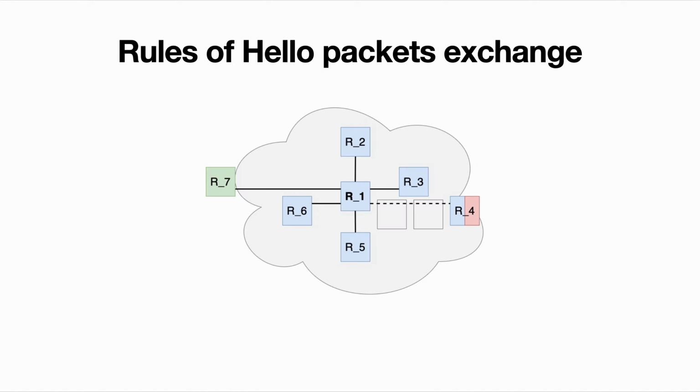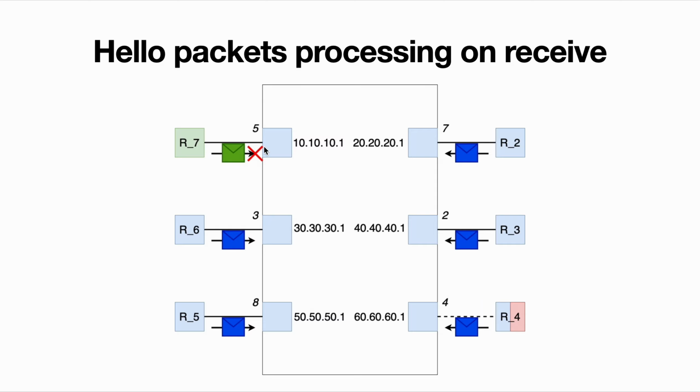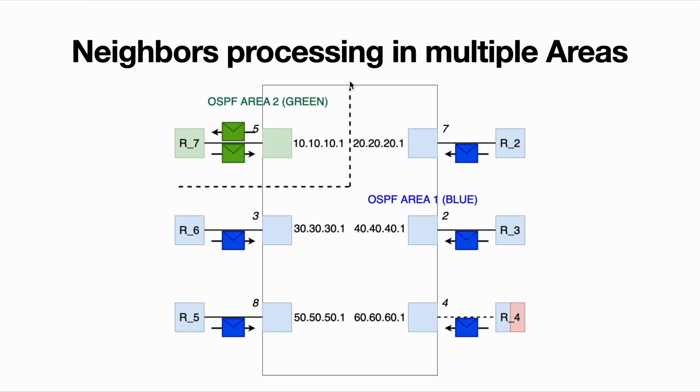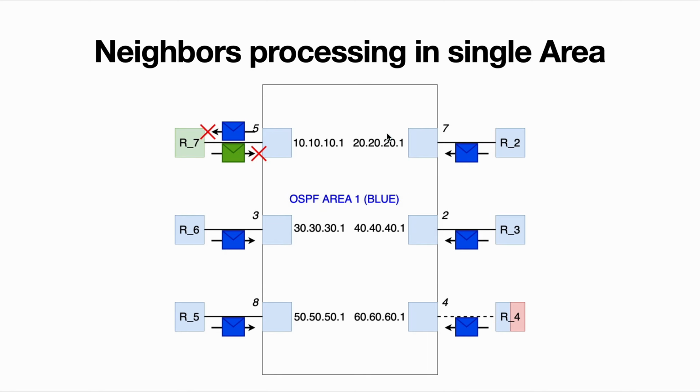But in the case of the connection to router R7, the situation will be pretty simple. Hello packets from R7 will be dropped on our device, because this router doesn't belong to the same area. If the interface connected to R7 were in the same area as R7, then the Hello packet exchange would be successful and correct. But in our case, our device is an internal device for area 1, the blue one, so exchange with any device that is not in area 1 will be blocked. Those packets will be dropped.